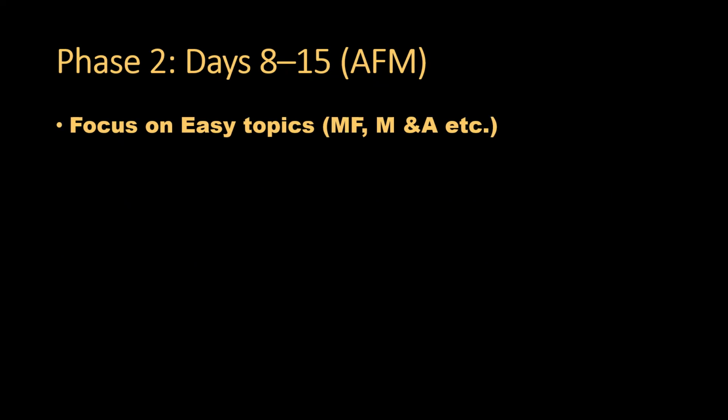From past trends, we have seen that the AFM paper is moderate to easy level, so we can cover as much as we can, but focus on small topics first, such as mutual funds, mergers and acquisitions, etc., so that you cover them quickly in terms of time. If you are solving a 5 mark question, finish it in a maximum of 7 to 8 minutes. That's all. For big topics, cover them in parts.